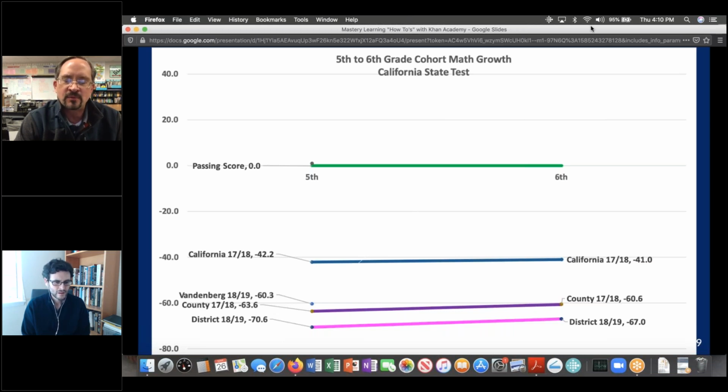Well, here's what happened with my kids after using this mastery learning model, going back and filling in the gaps. We went from 60 points below to 34 points above. All told, it was about 94, 95 points of growth on average for every student in my class. Every kid went up. The one kid who went up the most, he went up 193 points.